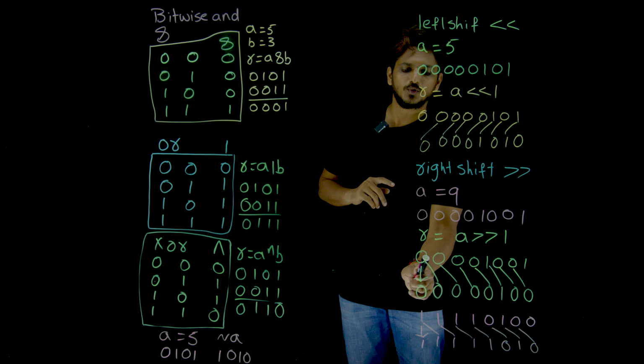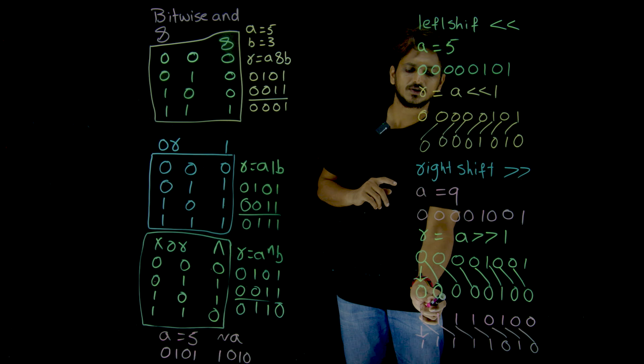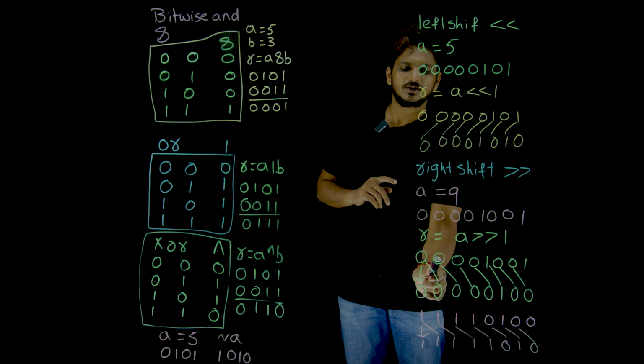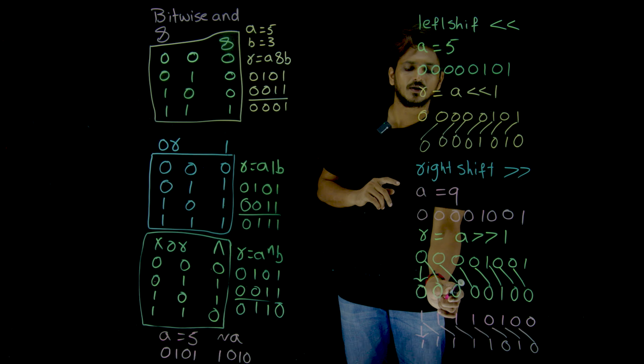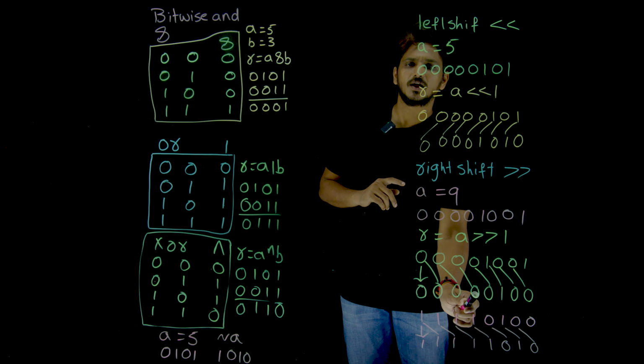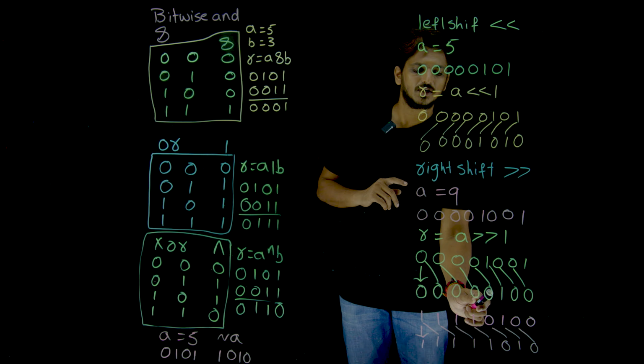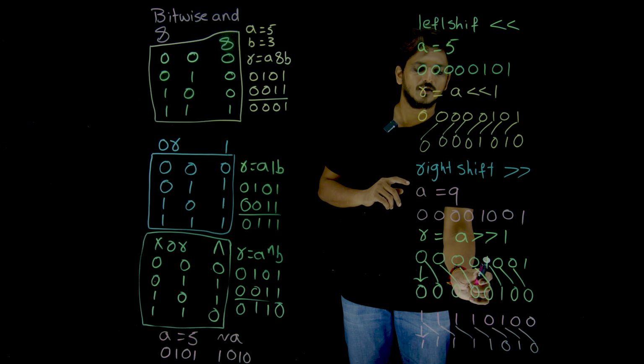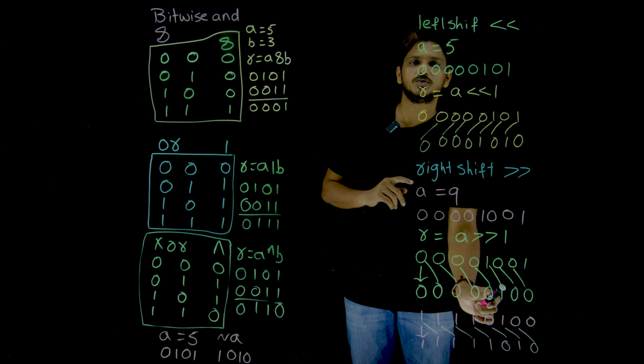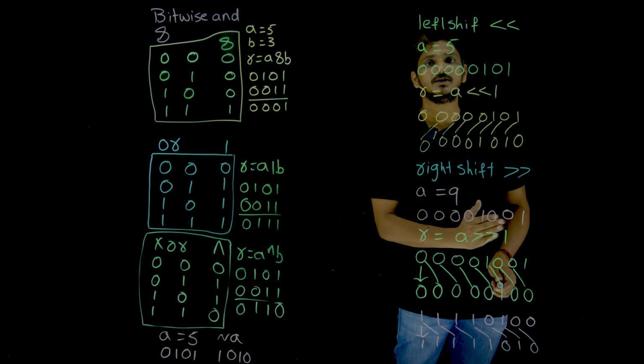Now this bit is moved to the next position. This is the 8th position, right? This 8th bit position is moved to the 7th position. 7th bit position is moved to the 6th position. 6th bit is moved to the 5th bit. 5th bit is moved to the 4th position. Fourth position is moved to the third position. This is what happens in right shift.